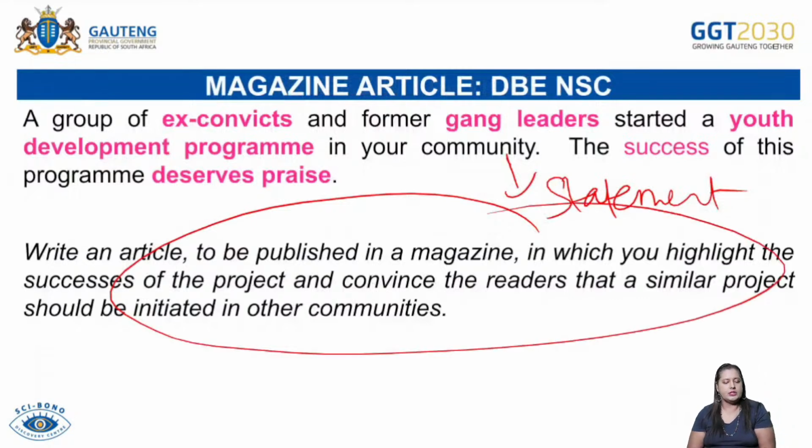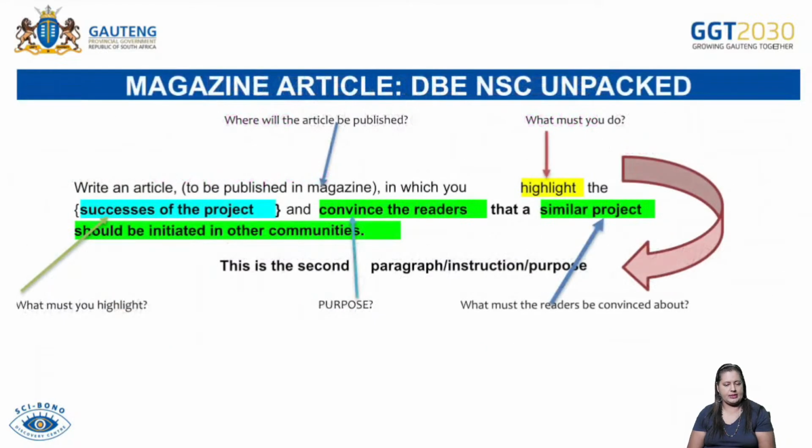All right. So let's look at how you could possibly break this down. Write an article. In other words, you need to establish where this article is going to be published. Is it a youth magazine? Is it a magazine only for the ex-convicts or for the criminals in jail? That kind of thing. All right? In which what must you do? Highlight. In other words, you must give us important information that would keep us engaged here. Highlight what? The successes of the project.